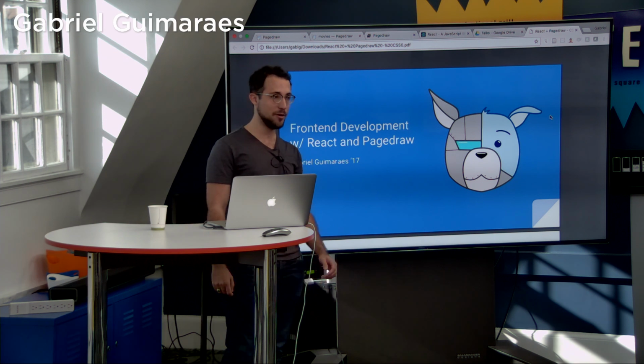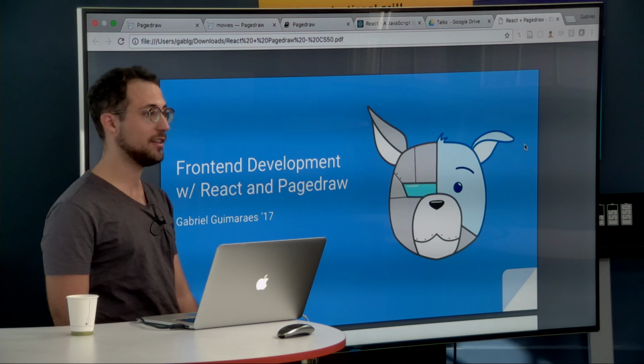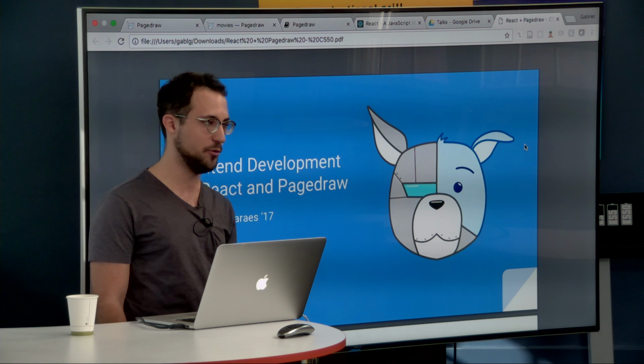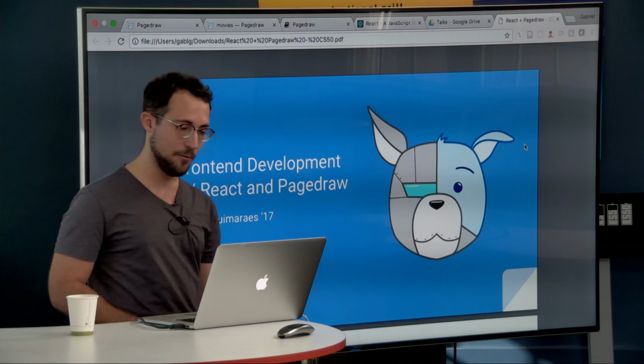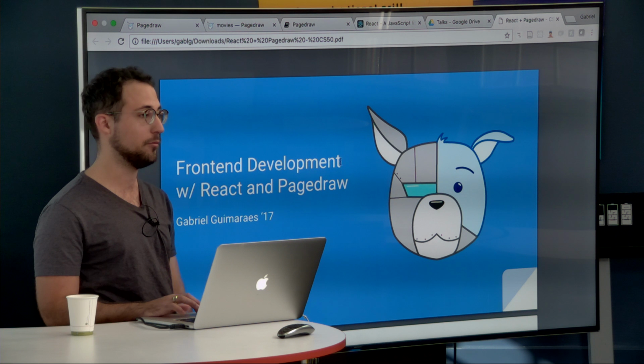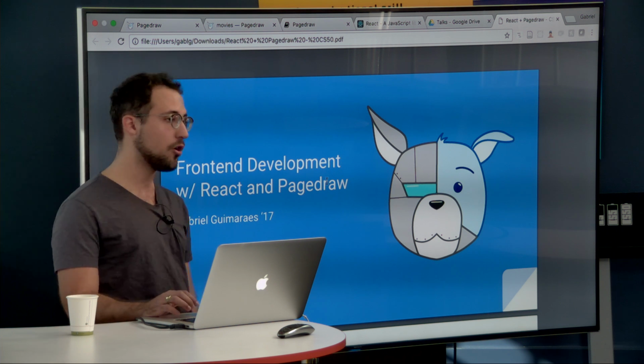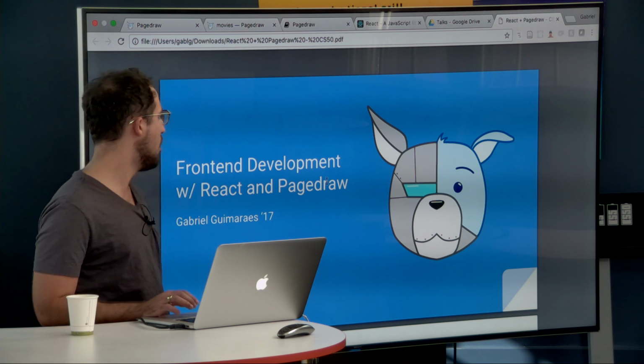My name is Gabriel Guimaraes and I'm a Harvard class of 2017. I graduated in computer science and now I'm living in San Francisco working on this startup called Pagedraw. We work on automating front-end development. I'll get into a little bit more of what that means.